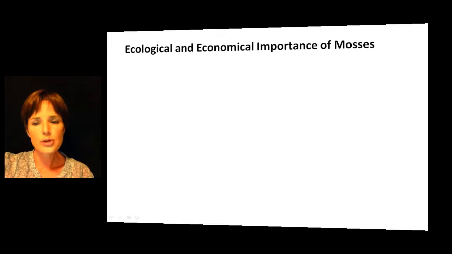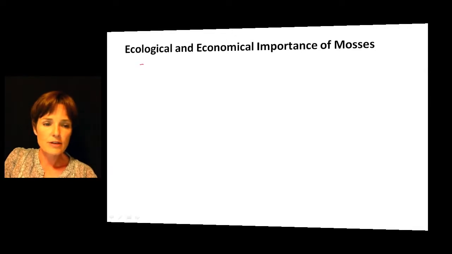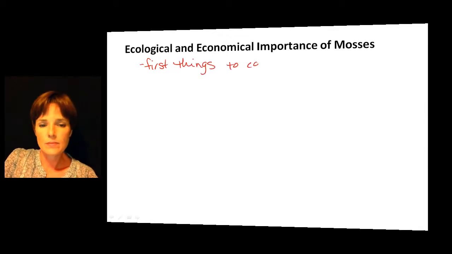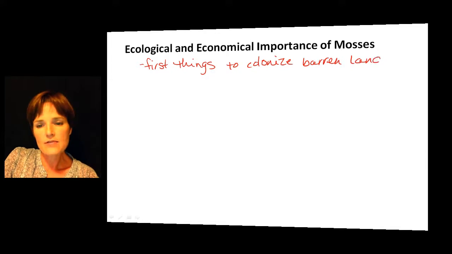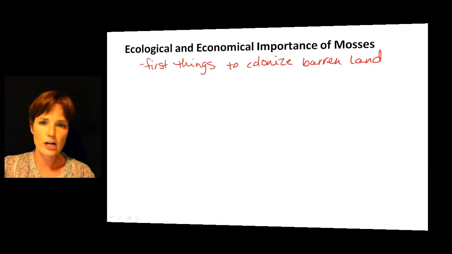If we just mention briefly the ecological and economic importance of mosses, they do have a lot of significant points for us. First of all, these are some of the first things to colonize barren land. If you have a piece of property where a fire has gone through and there is essentially nothing growing there, some of the first things that would begin to grow on that surface are going to be the bryophytes. If we have an area that just has very poor nutritional quality or is very dry, the bryophytes can start to develop colonies in that area as well.